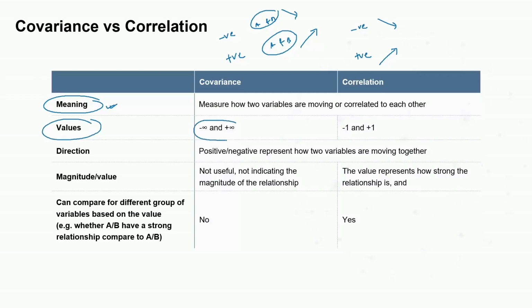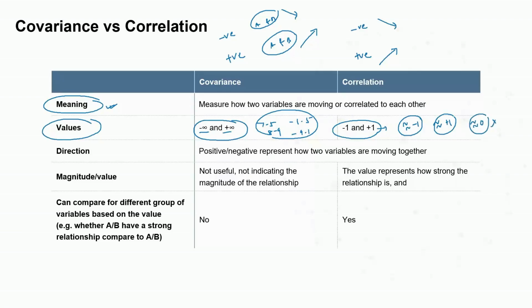Value wise, of course, covariance ranges from minus infinity to infinity. It could literally be any number, 7.5, minus 1.5, minus 9.1, 8.9, and so on. But correlation always lies between minus 1 to 1. If it is closer to minus 1, highly negatively correlated. If it is closer to plus 1, highly positively correlated. If it is near 0, then no correlation. Direction wise also both are same. Positive or negative represents how two variables are moving together.